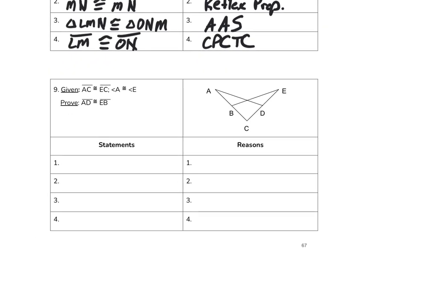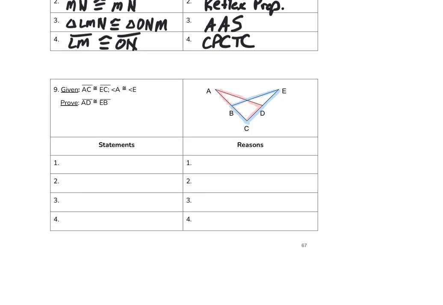Okay, if I look at this one down here, we got this triangle here. We got this triangle here. Okay, those two triangles are sharing what? They don't have a side in common. What do they have in common? Angle C. Okay, angle C down here is on both of those triangles.